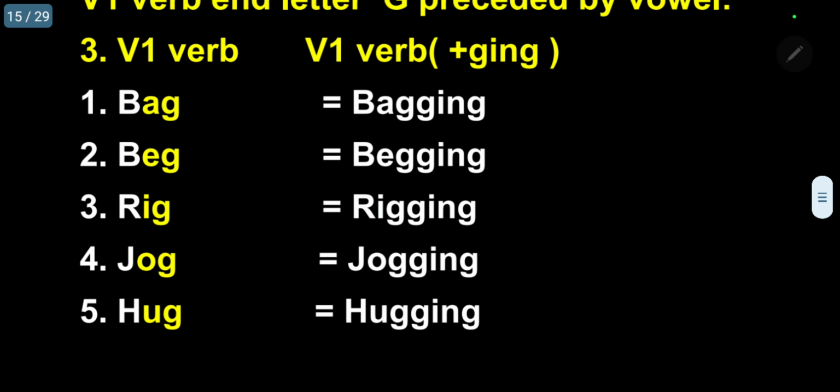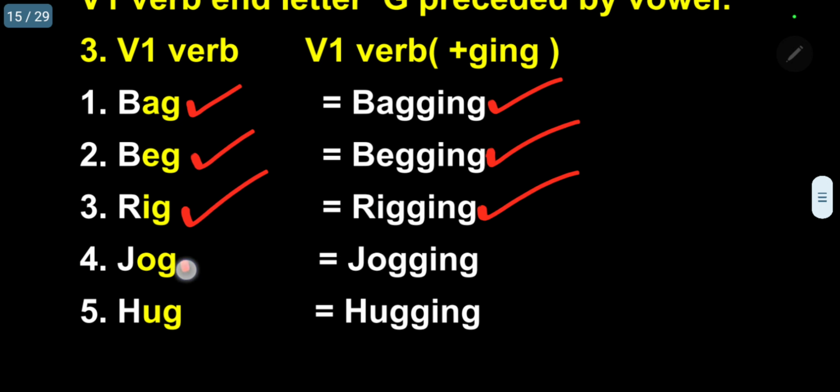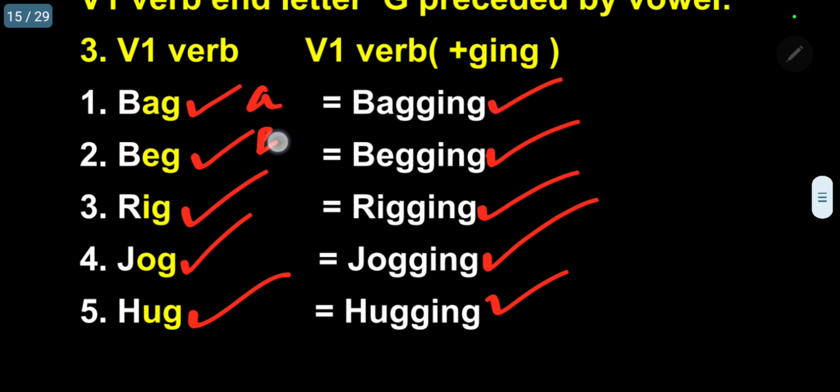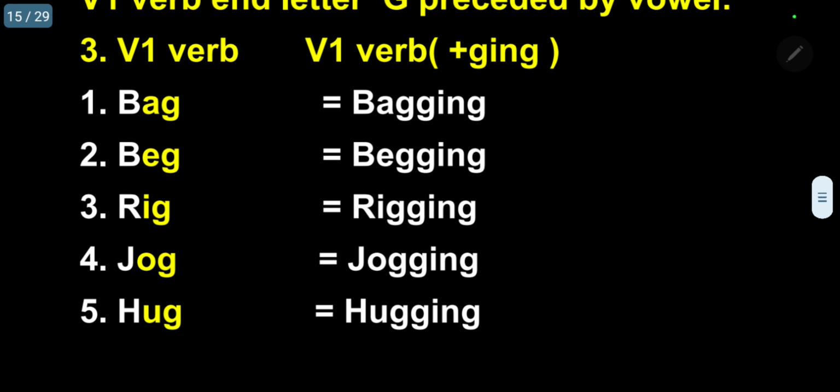The next one: bag, bagging, double G. Beg, begging, double G. Rig, rigging, double G. Jog, jogging, double G. Hug, hugging, double G. So what are the vowels now? A, E, I, O, U. Okay, the next one.